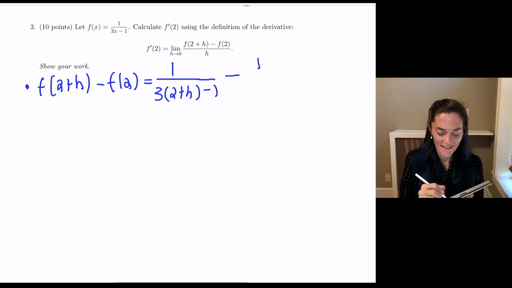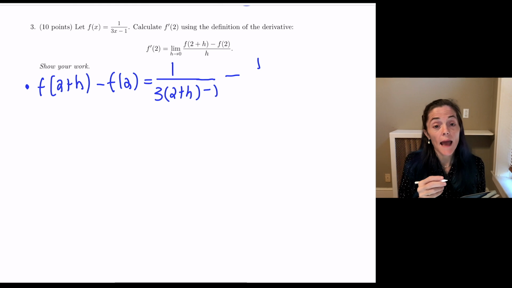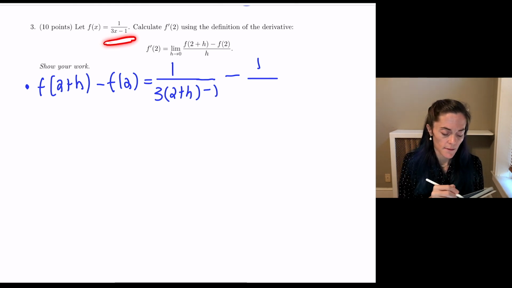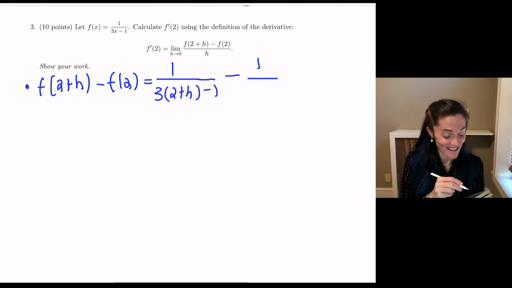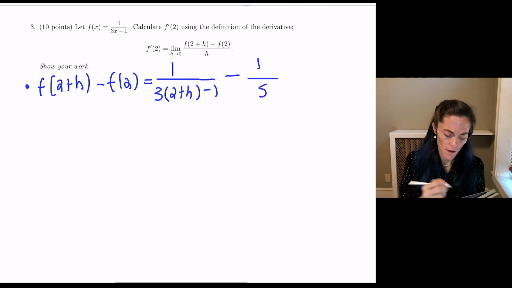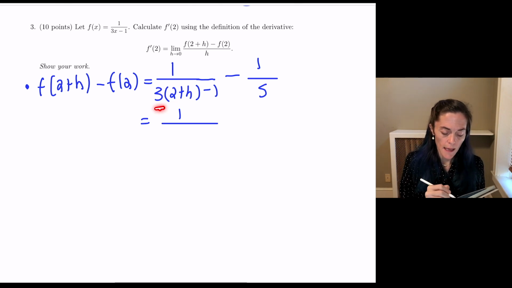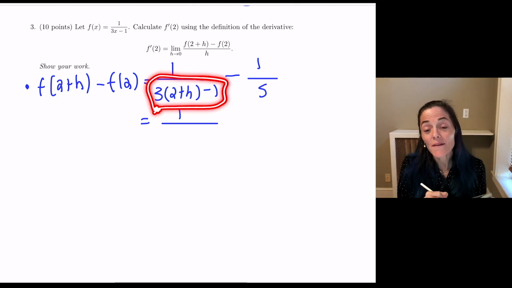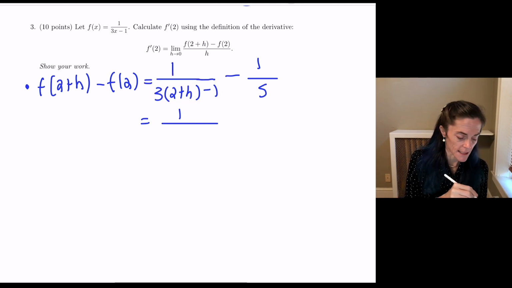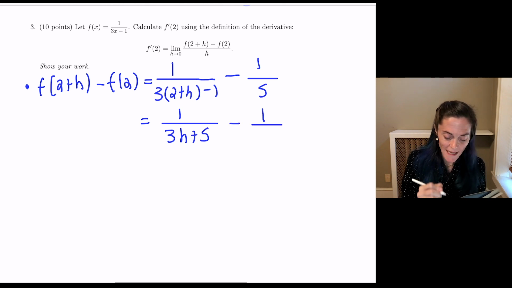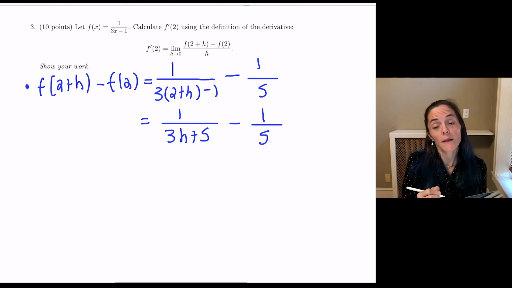Subtract off. Well, when we evaluate at 2, you notice we get 3 times 2 minus 1, which is 5. That is in our denominator. Maybe I'll do one more step here before I try to get a common denominator. Here, this denominator, we have 6 plus 3h minus 1. So that will be 3h plus 5. Plus 5. Okay. The strategy on these types of questions is get a common denominator.